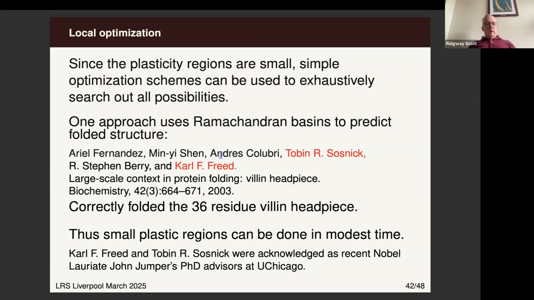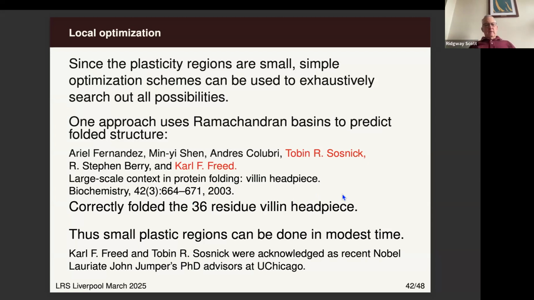successful early ones was by Ariel Fernandez and collaborators at Chicago. Notice I am not on that list at that point. I was not offended by any means. They had plenty of co-authors. And they were folding what's called the 36 residue villin headpiece. So it's a 36 residue protein, and they did it by brute force, essentially. They use what are called Ramachandran basins to predict the structure. So that's a particular technique that can simplify things.